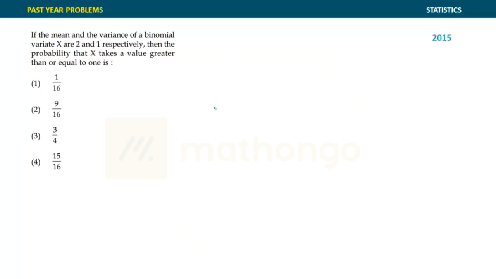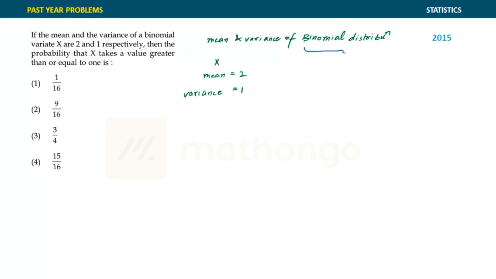Okay, now let's take a very different problem which was asked in 2015. This is basically mean and variance of binomial distribution, right, which I have also talked about a bit in your probability topic, because that is where we discuss binomial distribution. What is given? The mean and variance of a binomial variate x. The mean is given to be 2 and the variance of the binomial variate is given to be 1. So let us just quickly revise what binomial distribution is.